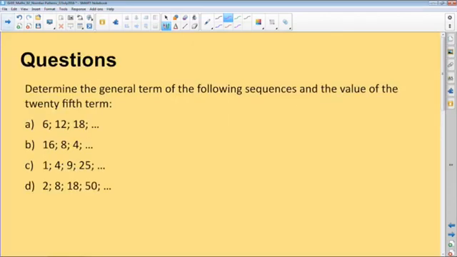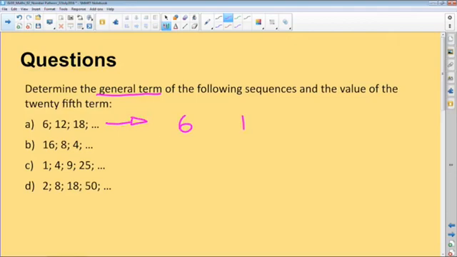So, the first real question for today says, determine the general term of the following sequences and the value of the 25th term. What does general term mean? Well, general term is the algebraic way of writing something down. So I'm going to do the first one for you, just so you can see what's happening, and then you can try the rest.